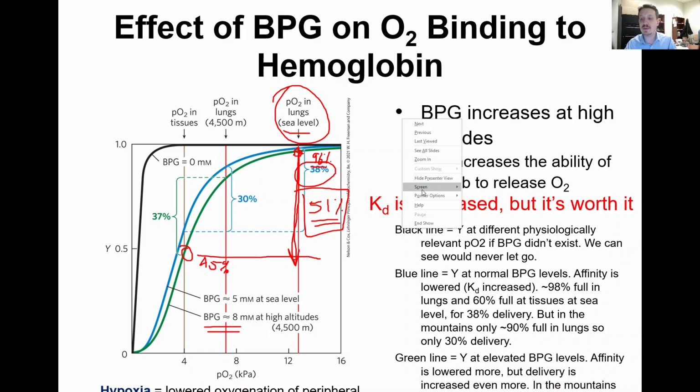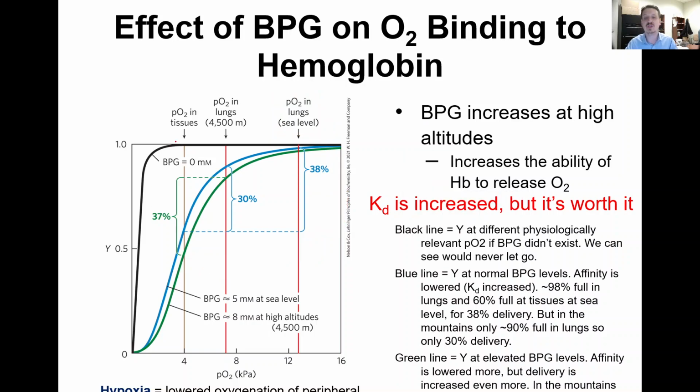Now this is okay and important when it comes to altitude sickness. Now the lower concentration of oxygen up in the mountains means that, okay, sure, overall you do take up less oxygen, but because you deliver so much more, it's worth it. That's the point. I'm going to wrap up now.